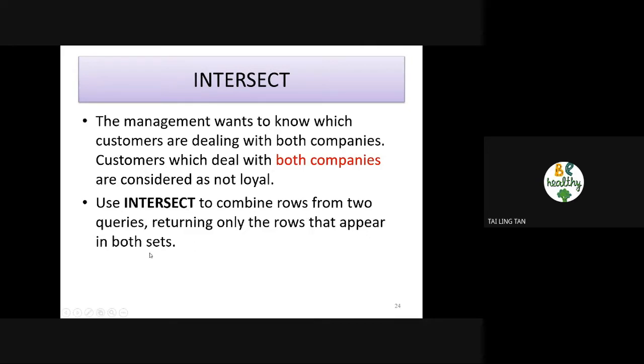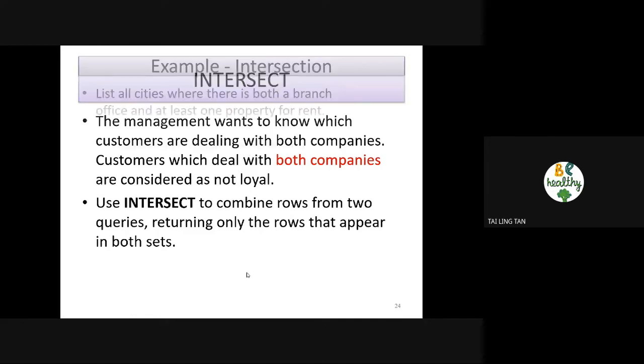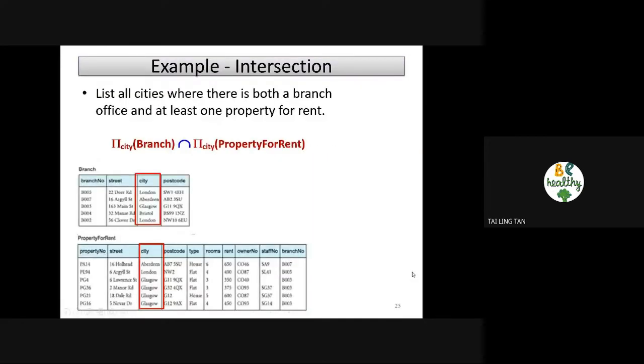Actually, this one is not quite a good example. For business yes, but for us to trace it is not very good. Use intersect to combine the rows from both tables, then return only those rows that appear in both sets. Take the customers in company A and in company B, combine them, and check which ones exist in both tables. So this one uses intersect. We have another example here: list all the cities where there is both a branch office and at least one property for rent.